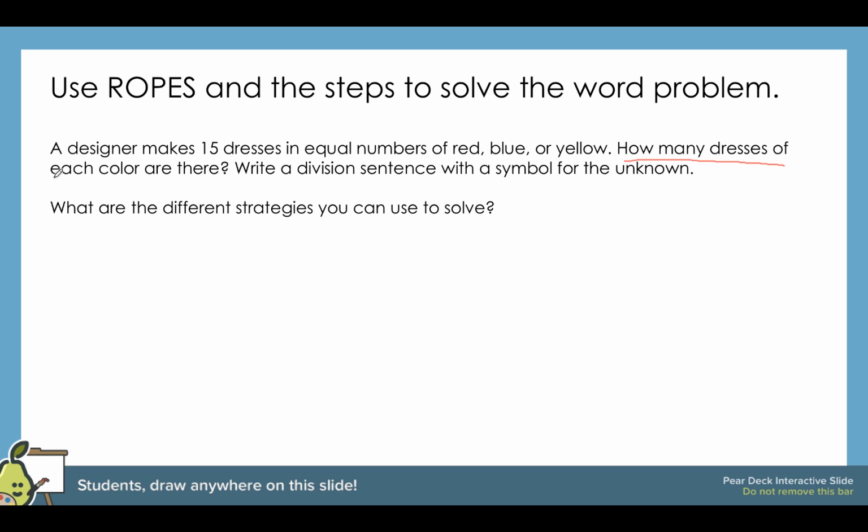So we need to restate that question first. How many dresses of each color are there? So we would write, there are blank dresses of each color.